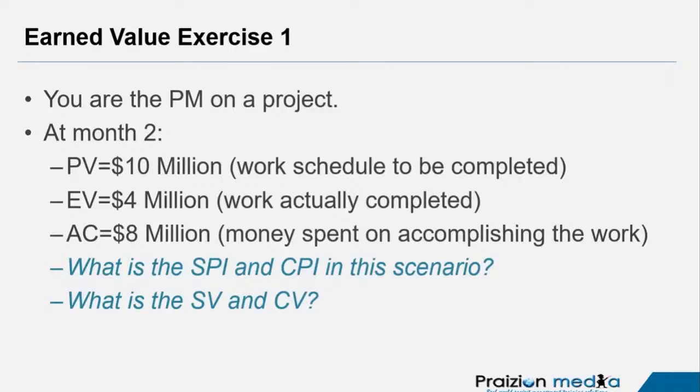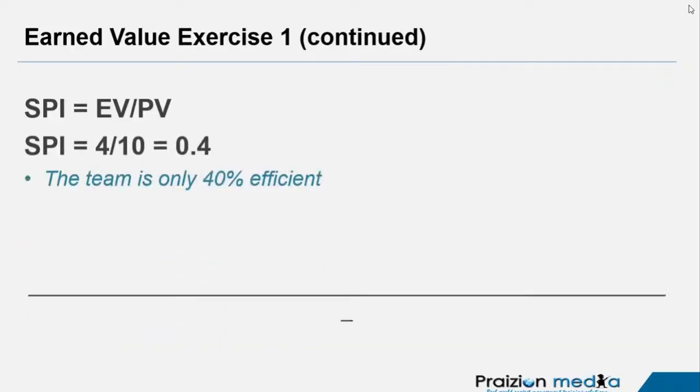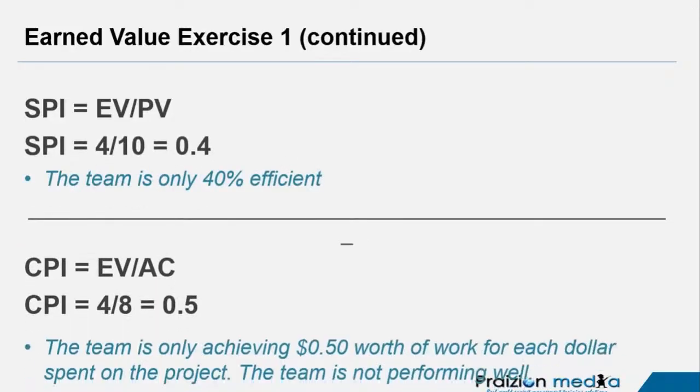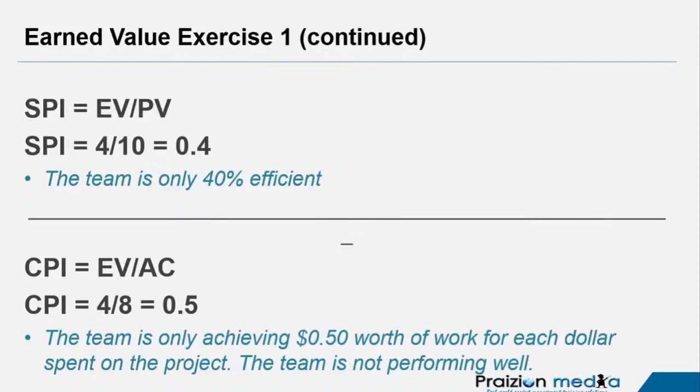So 4 divided by 10 gives you a 0.4 for the SPI. 4 divided by 8 gives you a 0.5 for the CPI. And 4 minus 10 gives you -6 for the schedule variance. And 4 minus 8, I think that's one. I wasn't sure of one or two of the chats I saw, but that gives you a -4. So let's take a look. If these were your answers, you're in the zone. And I want to say well done if those were your answers.